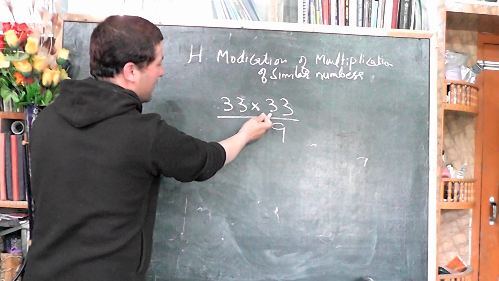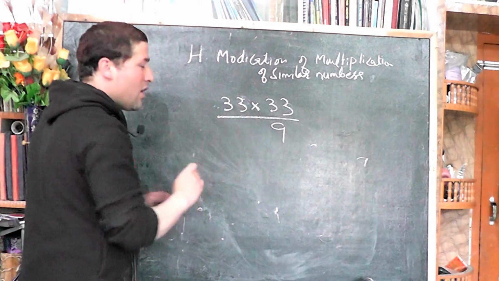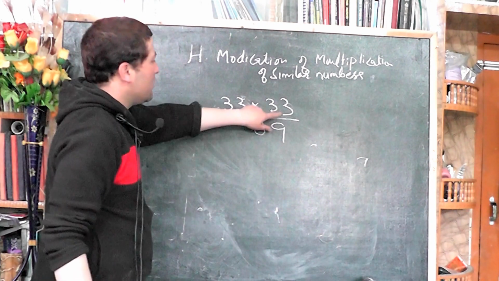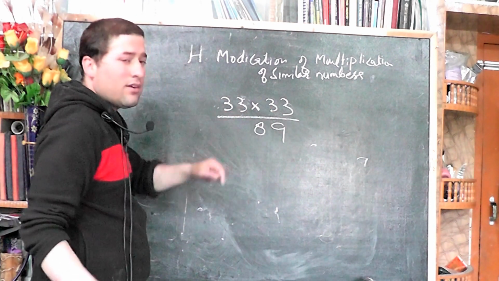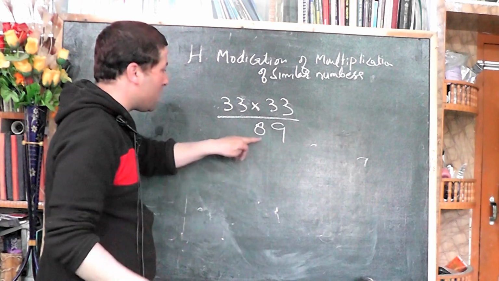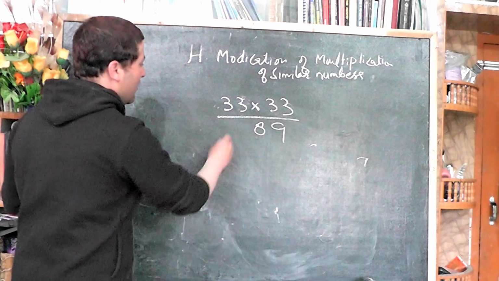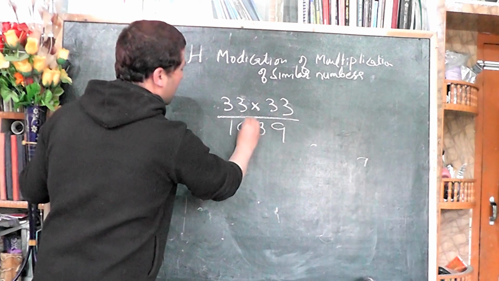Then we'll multiply by this 3. 3 into 3 is 9. We have to double this 9, this becomes 18. That means 3 into 3 is 9. Then 3 into 3 is 9. Double this 9, it becomes 18. 1 is carried there. And 3 into 3 is 9 again. And 9 plus 1 is 10.